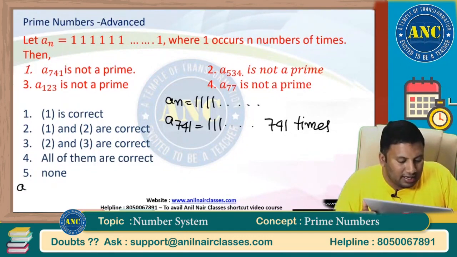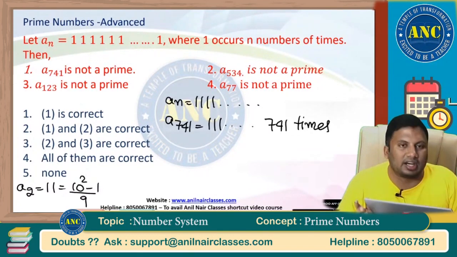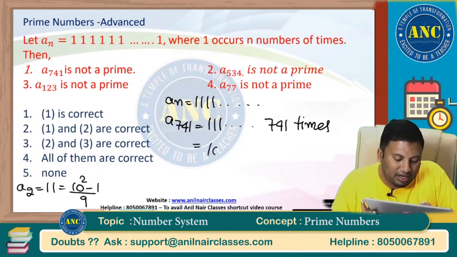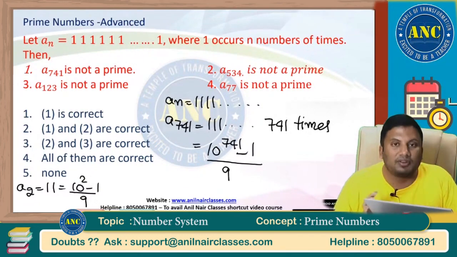Suppose A2: it is nothing but 1 written 2 times, which is 99 by 9. 99 by 9 is 1 written 2 times. If it is 741, it is 10 power 741 minus 1 divided by 9. Are you all with me?